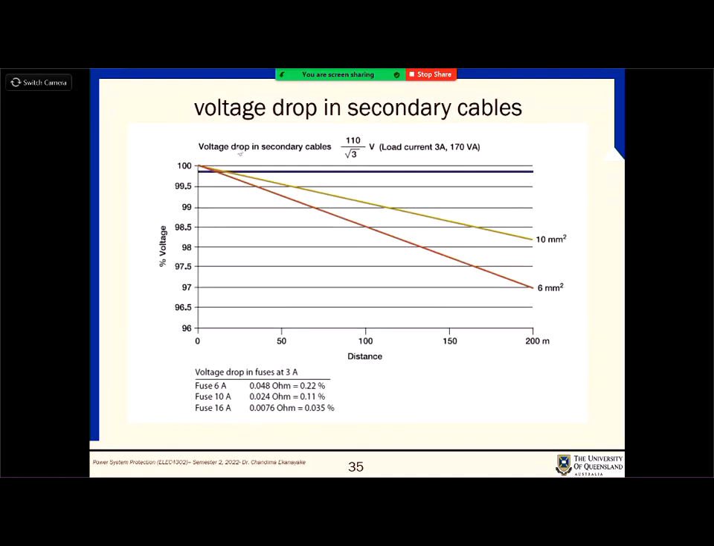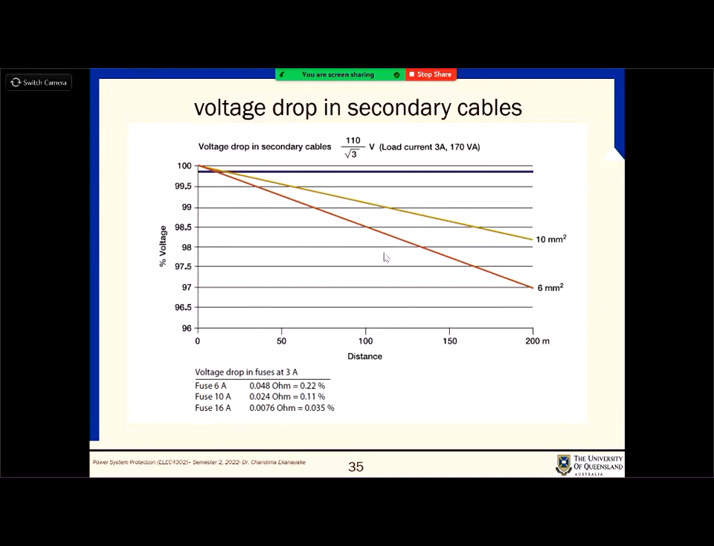This is another figure showing how the voltage drops with different sizes of wires. You can see that for the same load current of 3 amps, if you use 10 square millimeter wire and 6 square millimeter wire, the voltage drops with the distance.